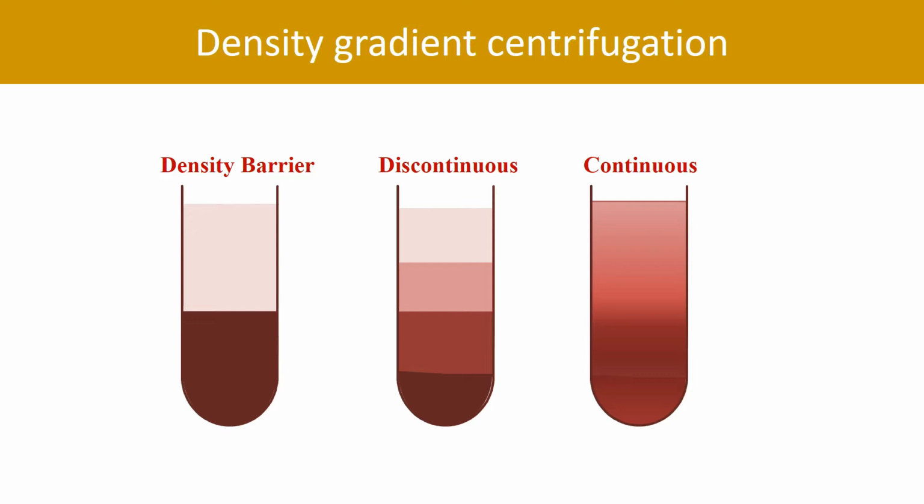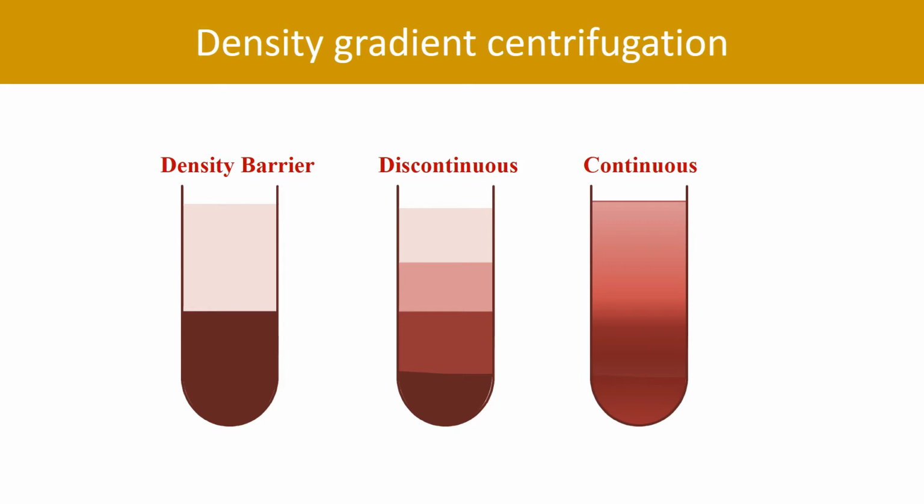The second figure is what we call a discontinuous gradient. A discontinuous gradient normally comprises about 3 to 5 layers of different density. You can see that in the figure we have 4 different densities. From top to down it is in increasing order. But there can be discontinuous gradients with as many as 12 different layers. So that is a discontinuous gradient.